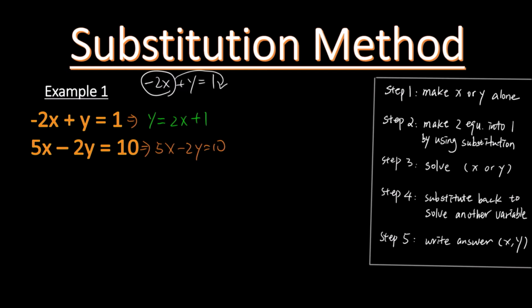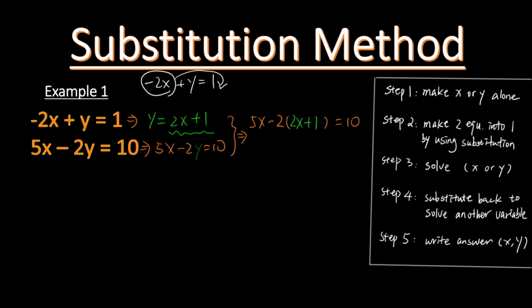Step 2. Make two equations into one by using substitution. That means we're going to replace the y with 2x plus 1 in the bottom equation. So we have 5x minus 2 times, here y is 2x plus 1, and copy down the rest of the number. Step 3. Solve. Here we are able to solve for the value of x.